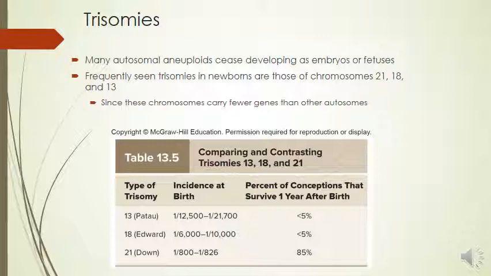In this table, we can see a comparison of Patau syndrome, which is trisomy 13, Edwards syndrome, trisomy 18, and Down syndrome, trisomy 21. We can see the incidence at birth, where Down syndrome has the greatest incidence, and the percent of conceptions that survive 1 year after birth. And Down syndrome is, again, the leader in this category.